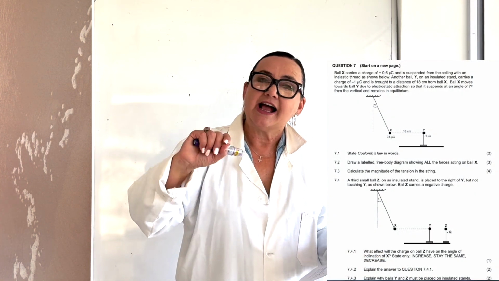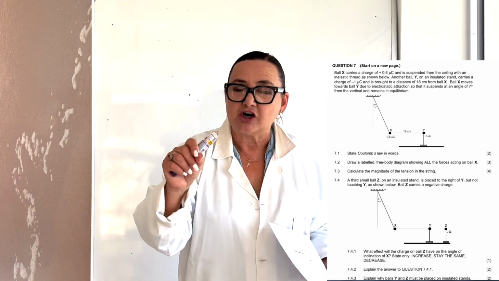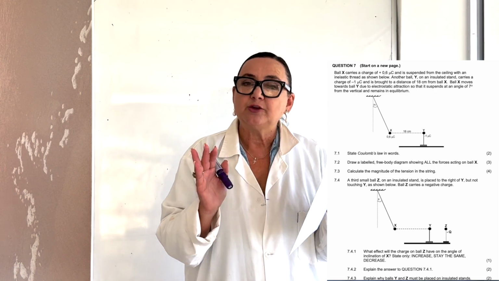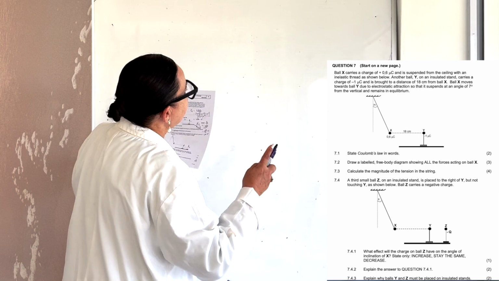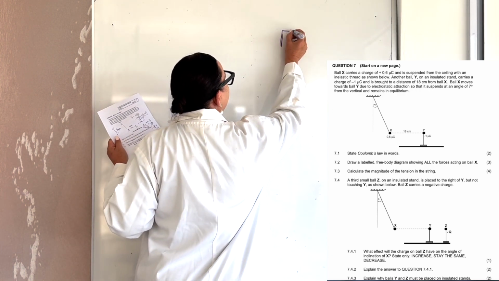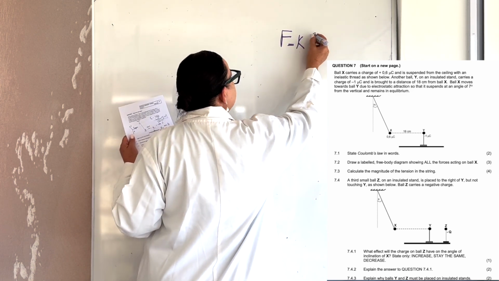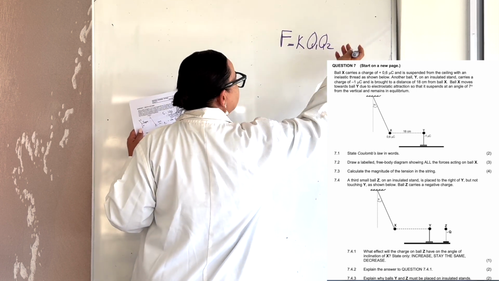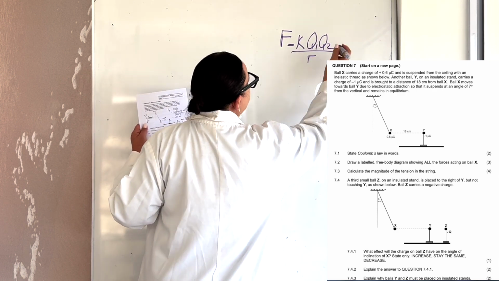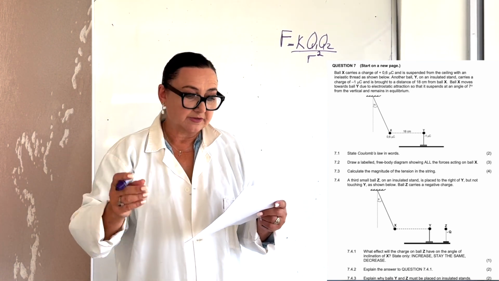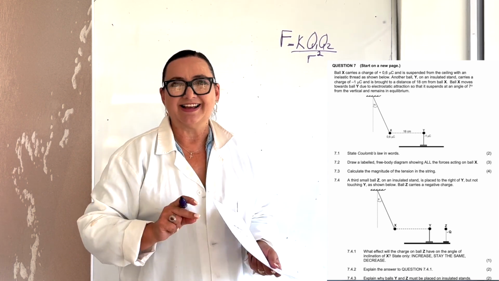So let's start. The question says, a ball carries a charge, and the moment you see that word charge, you know immediately you've got to do with Coulomb's law. And what is the formula for Coulomb's law? Let's just write it here. The force that exists between any two charges equals K, the constant, times charge 1 times charge 2, divided by the distance between those two charges squared.